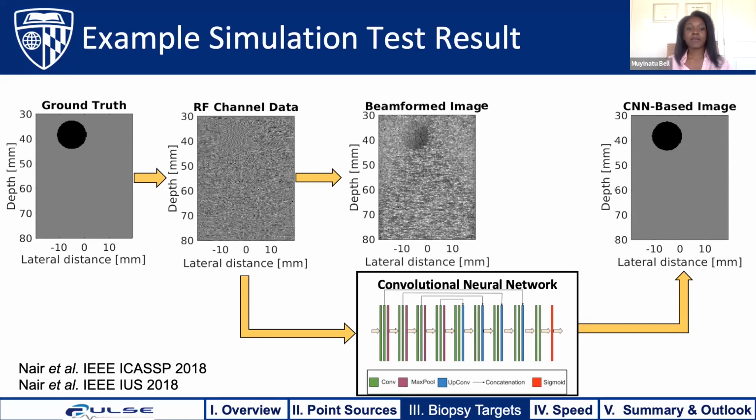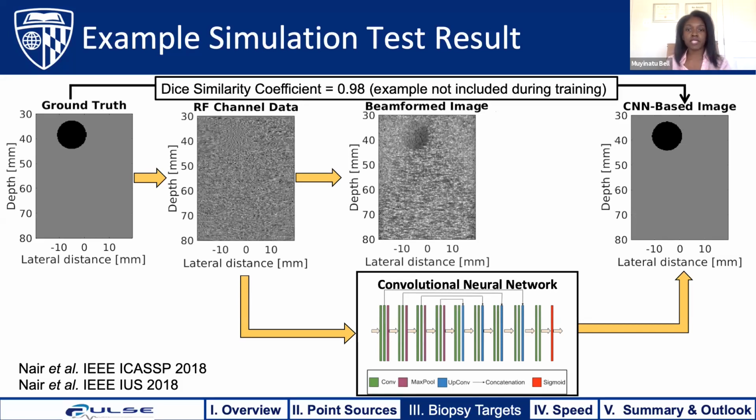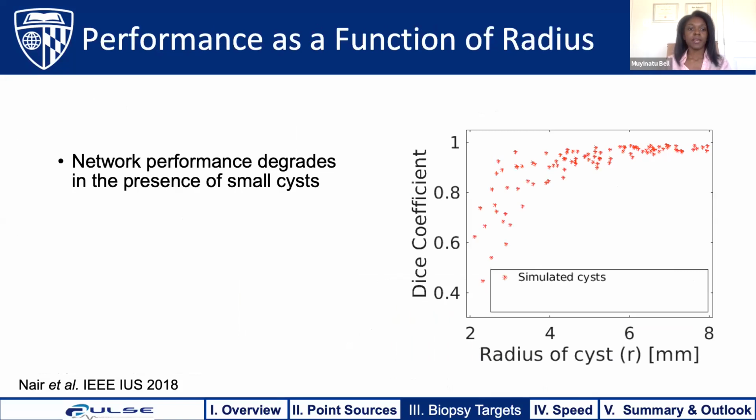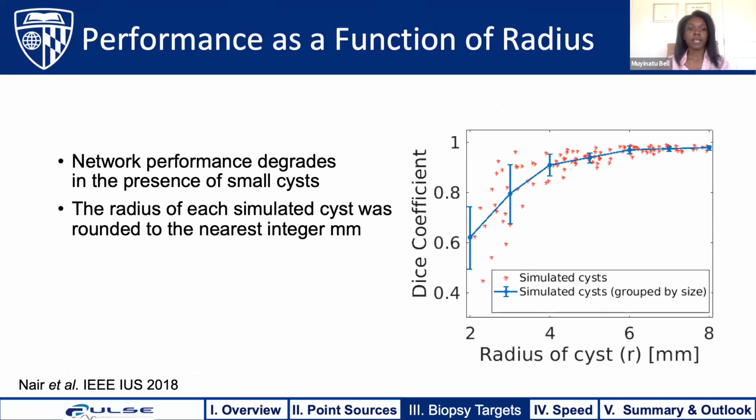The dissimilarity coefficient between the ground truth and our CNN-based image in this case is 0.98, where 1 is the best that we can achieve. We plotted the measured dissimilarity coefficient as a function of the input cyst radius, and notice that the network performance degrades in the presence of small cysts. After grouping the results in integer multiples of cyst radius, we reported a mean and standard deviation shown in blue.